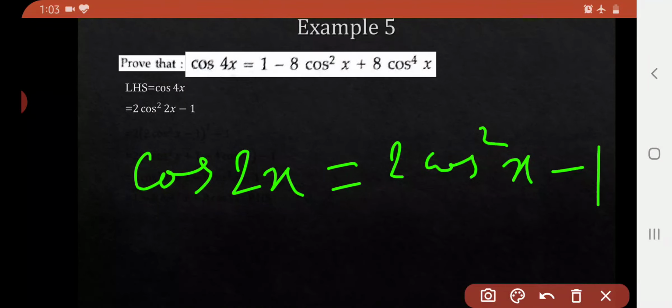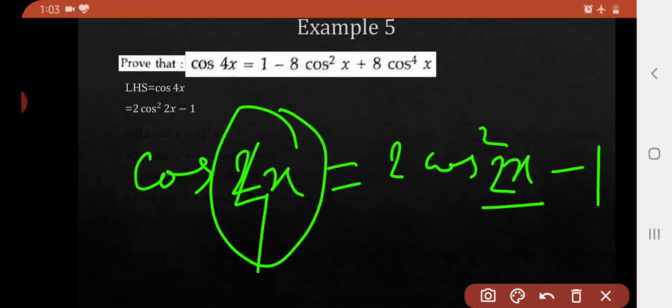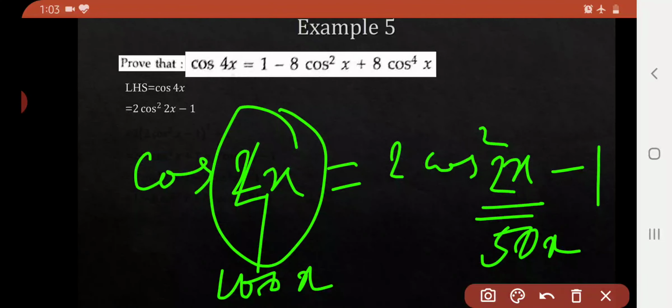Now obviously if 2 becomes 4, then definitely here I will have a 2. Always remember, here I have double the angle, then I will have just the angle here. So that's how the formula goes. If I have 100x here, then here I will have 50x. So just that's how the formula goes on.